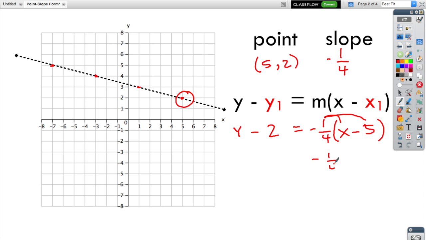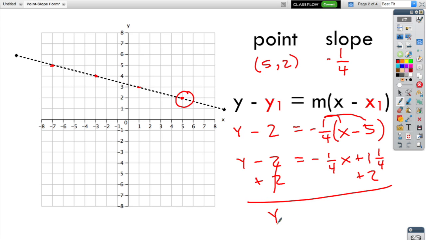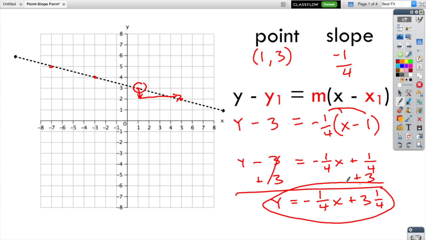Distribute the -1/4. Negative times a negative is a positive. 5/4, which would be 1 1/4. Okay, I just did 5 times 1 divided by 4, 1 1/4. Get y completely by itself by adding 2 to both sides. So I get y equals negative 1/4 x plus 3 1/4. Okay, which, after rearranging it in the slope-intercept form, that's the exact same answer we got on the last one.